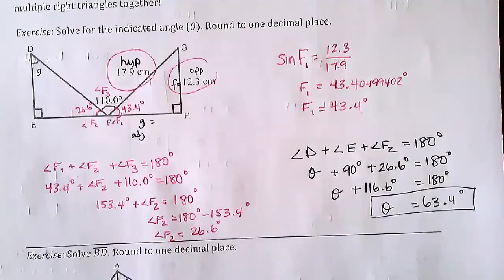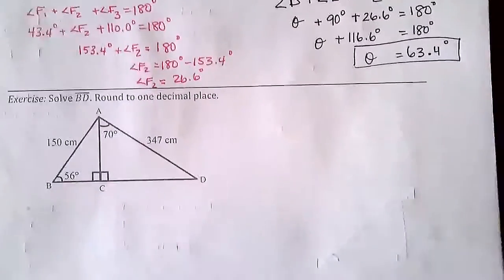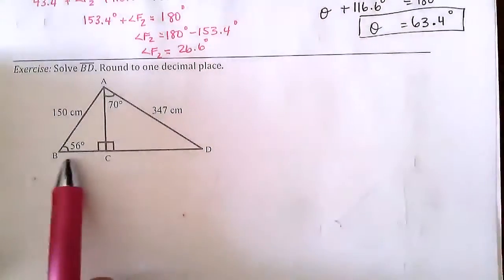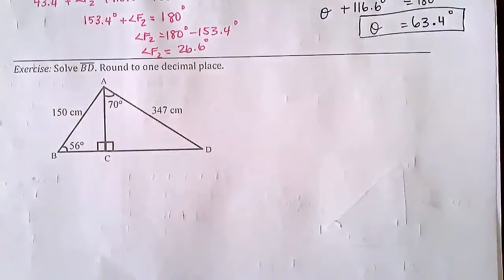You just have to know which ones to use, and that comes with practice. The last example here is solve BD. So we want to solve this entire length, rounded to one decimal place.